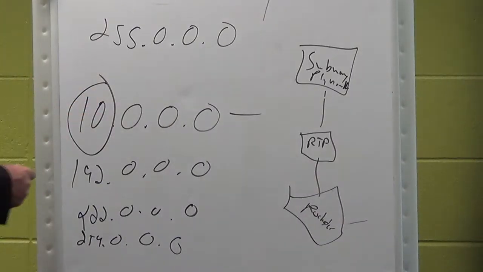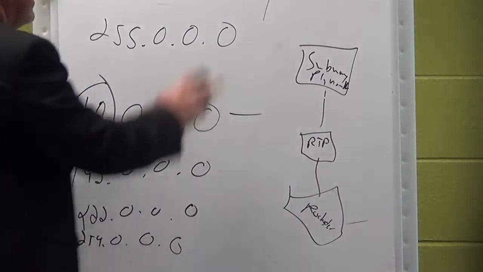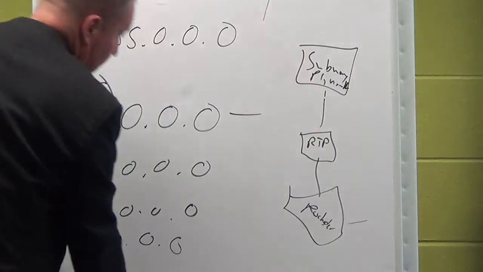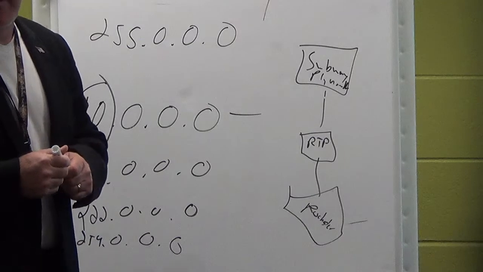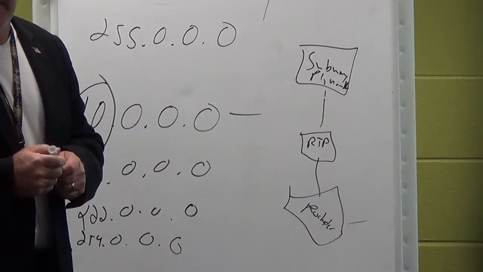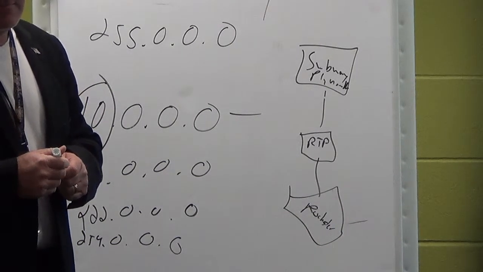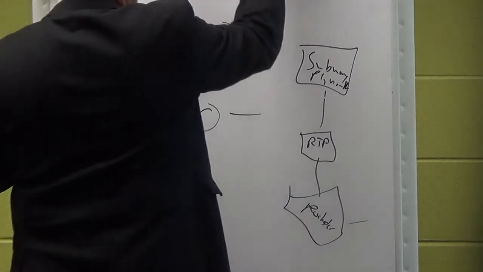254. How do I know that? Because I work the formula. One way I know that: 2 to the what power minus 2 if I've got an 8-bit subnet mask? Taylor. 2 to the 8th power minus 2.